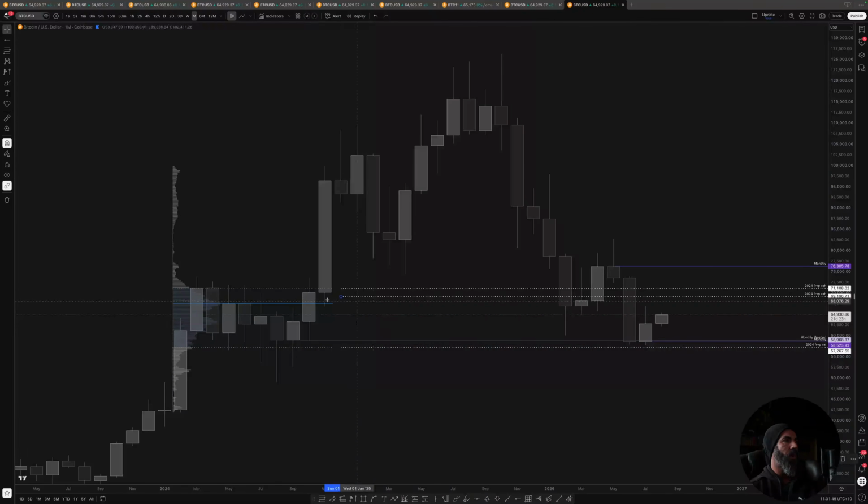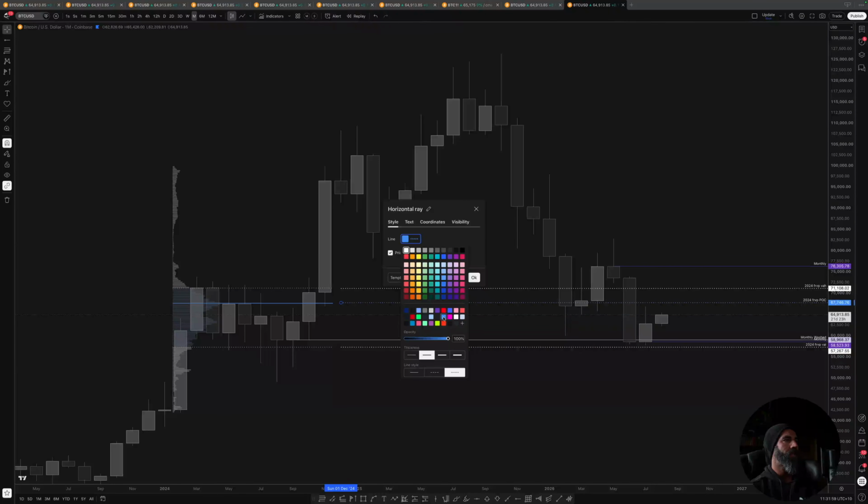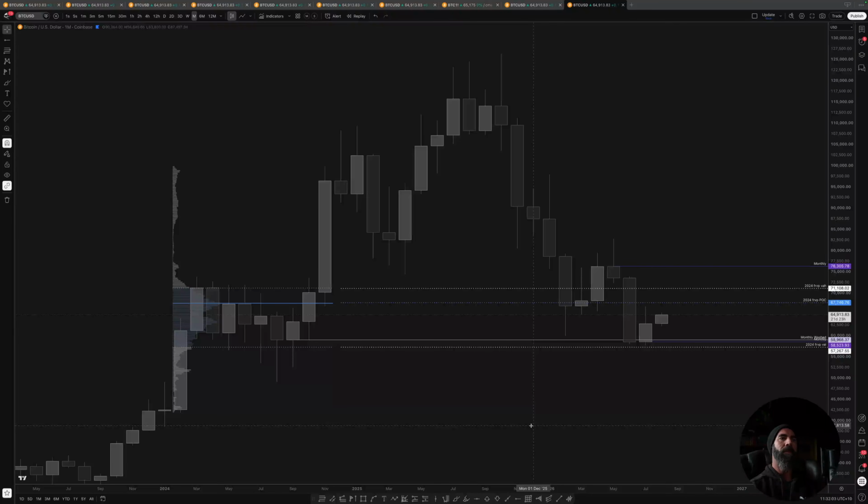And just to mark it as well, we're going to come down and also put in the point of control from there. So I'm just copying it each time. I'm going to call that the point of control, and I'm also just going to color that line similar to the points of control I'm using. So now we have those monthly level boundaries, and we also have the volume profile boundaries as well.